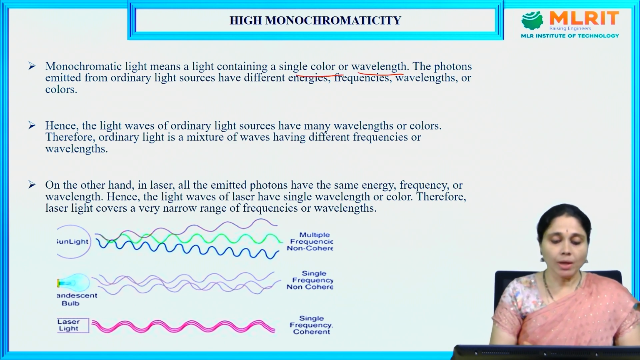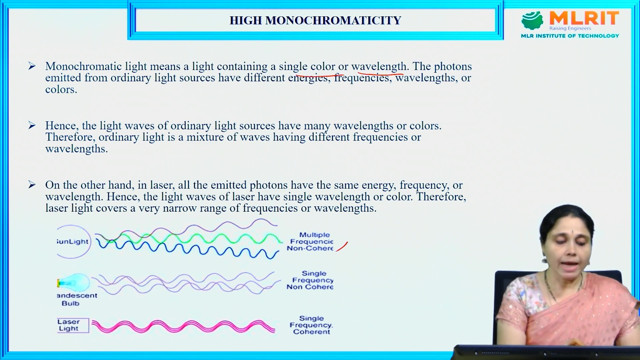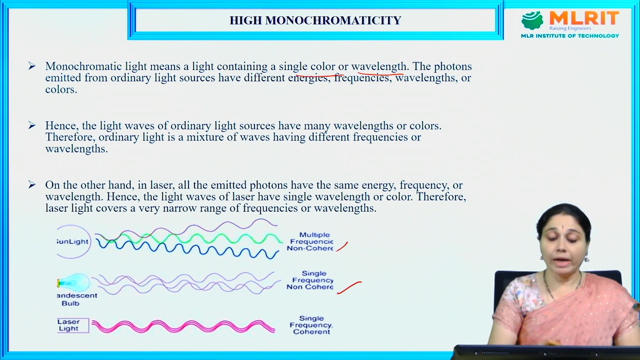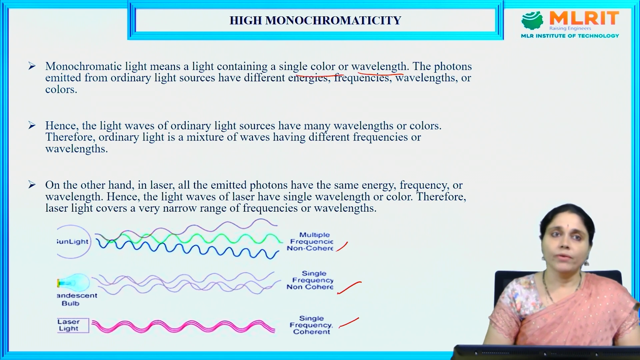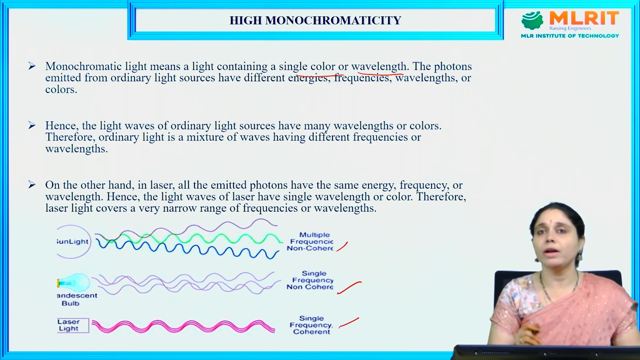In the figure we can see sunlight with multiple frequencies, which is non-coherent. The incandescent bulb has a single frequency but is also non-coherent, whereas laser light has a single frequency and is coherent. Sunlight has multiple frequencies, whereas a normal bulb, even though it has a single frequency, produces waves that are non-coherent. Next, the laser source has a single frequency and coherent wavelength.